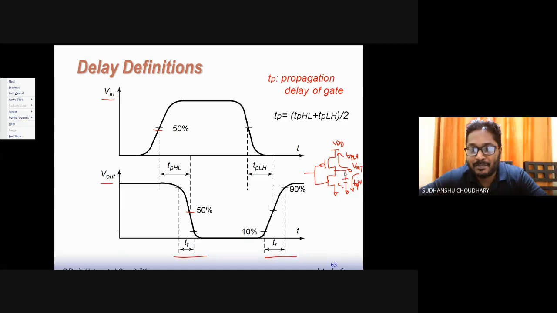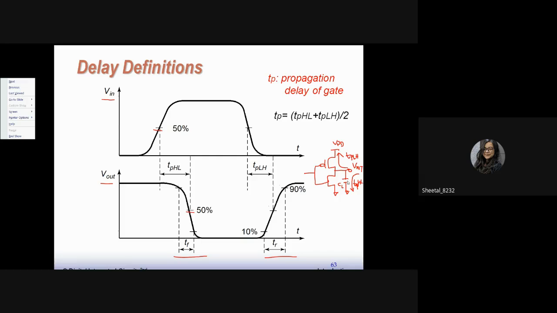So this capacitance also has to charge now, and the drain diffusion capacitance, which is hidden. So that also it has to charge. So obviously the propagation delay time will be more.